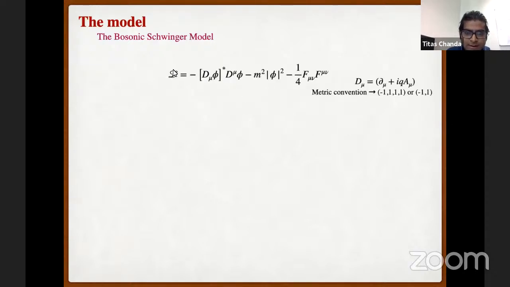So this is our parent Lagrangian. We have complex scalar field phi for matter and antimatter. Then we have covariant derivatives, where Q is the electronic charge, A is the vector potential, M is the bare mass of the bosonic matter, and F, this term is the usual electromagnetic interaction.